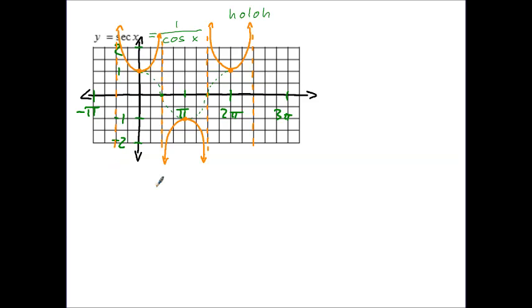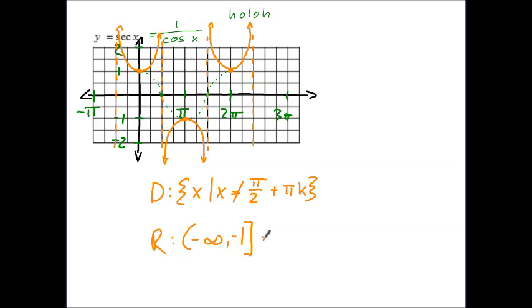Let's look at our domain and range. The domain will also be broken by our asymptotes. So x such that x is not equal to, let's take our first positive asymptote. That happens at pi over 2. And then it happens at a distance of pi each time, so plus pi k. And the range starts at -infinity and goes all the way to -1, but there's another part that starts at +1 and goes to positive infinity.